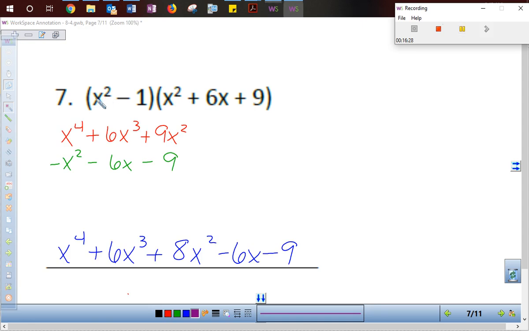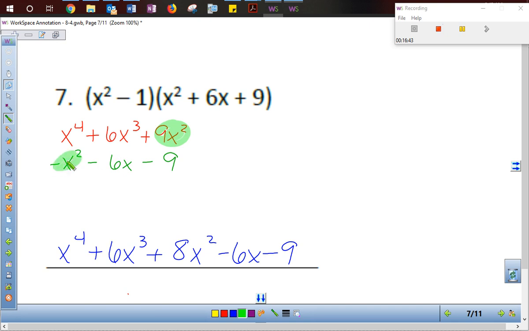Now, when I distributed my first term through, I ended up with x to the 4th plus 6x to the 3rd plus 9x squared. My second term got me negative x squared minus 6x minus 9. Then I combined like terms, but my only like terms were 9x squared and negative 1x squared, so I ended up with x to the 4th plus 6x cubed plus 8x squared minus 6x minus 9.